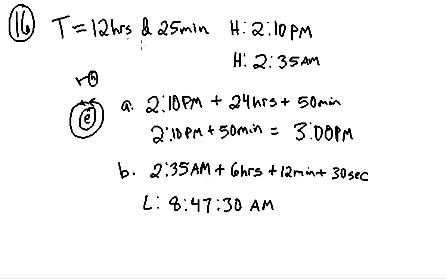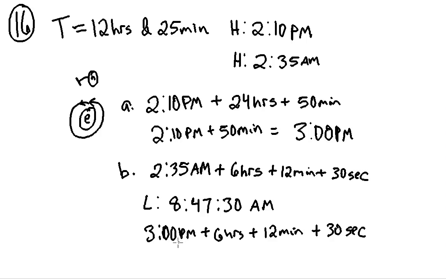Now if we wanted to, we could add 12 hours and 25 minutes, or we could go to this 3 p.m. right here and repeat this process, which I think will be easier. So let's do that. 3 p.m. plus 6 hours plus 12 minutes plus 30 seconds. So 3 hours plus 6 hours is going to be 9 o'clock plus 12 minutes. It would be 9:12 and 30 seconds, and that's p.m. So here's low tide number 2.